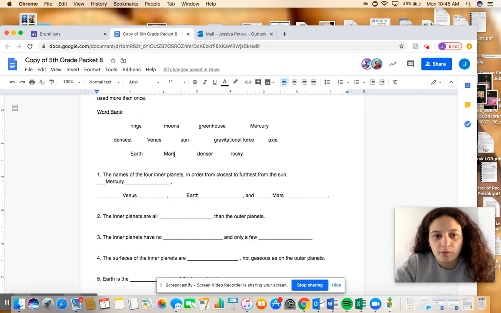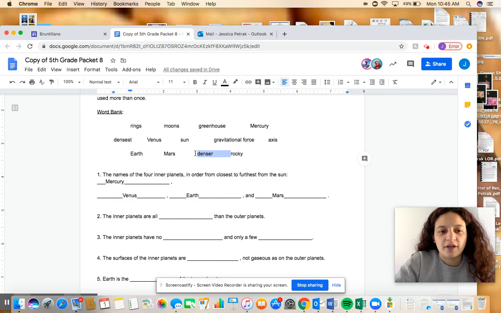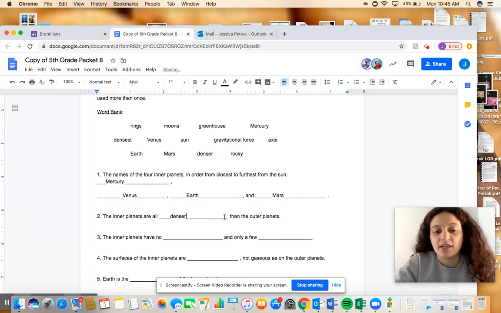So part of what we can do is just pick a word and see if it would even make sense. So for example, let's pick rings. The inner planets are all rings than the outer planets. That does not make sense. So there's actually only one word on here that would make sense to fit this sentence and make it grammatically correct. And that would be this word right here. The inner planets are all denser than the outer planets.